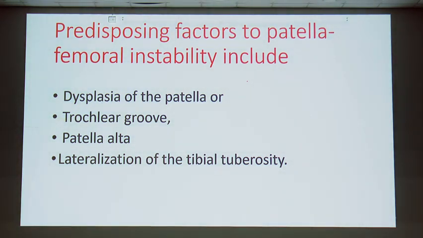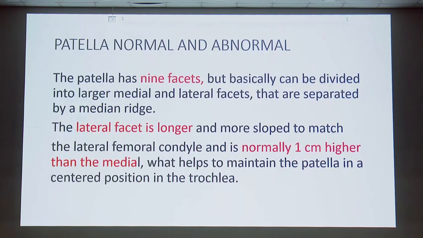And how to look for dysplasia of the patella, trochlear groove, patella alta measurements, and the lateralization of the tibial tubercle, so-called how to calculate the TTTG distance. If you are saying patella, it is having 7 to 9 facets. But for us, only 2 things are very important. Is it the medial facet or lateral facet? They are divided by one ridge called the median ridge or patellar eminence.